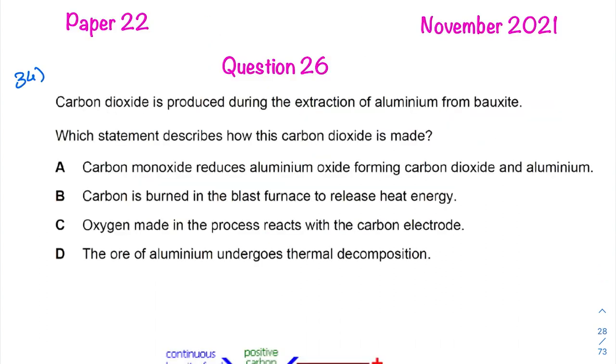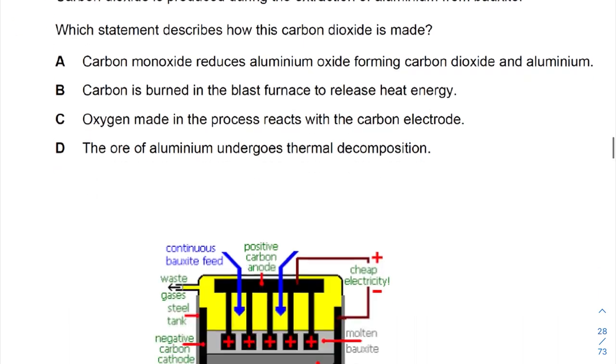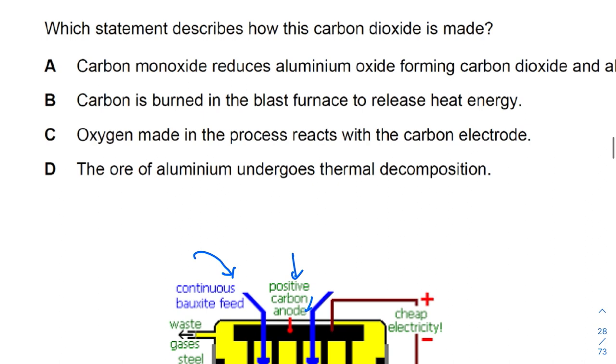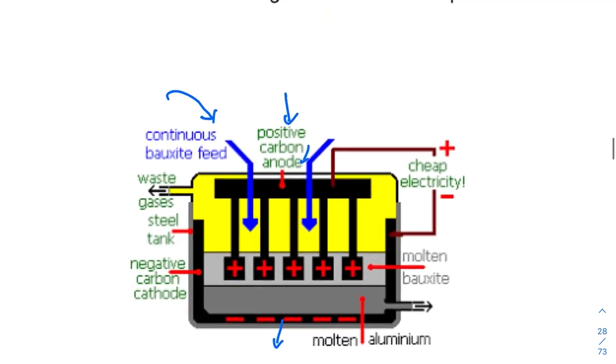Coming to the next question, question number 34 from November 2021, paper 22, question number 26. Carbon dioxide is produced by the extraction of aluminium from bauxite. This is a diagram for extraction of aluminium from bauxite. You can see that molten aluminium is formed at the bottom, and we are using carbon anodes over there. The bauxite is being fed from the top, and this is nothing but electrolysis. What is he asking? Which statement describes how the carbon dioxide is made? So carbon dioxide, how is it made?